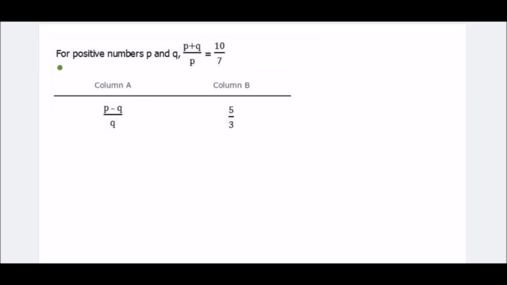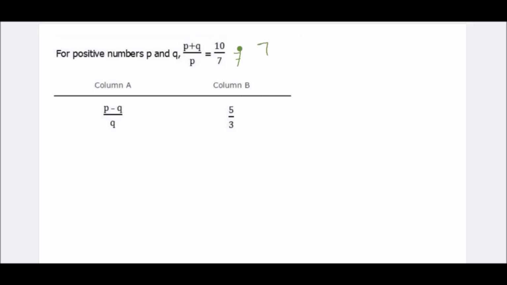Our next question: for positive numbers P and Q, given (P plus Q) divided by P is equal to 10 by 7. Then for column A, we have to find (P minus Q) divided by Q, and B is already given as 5 by 3. So first we will solve this equation and make it easy so that we can substitute its value in the equation of column A.